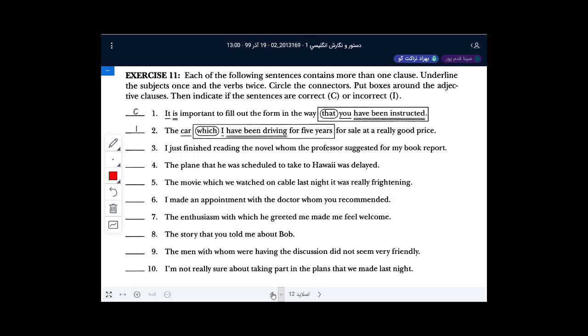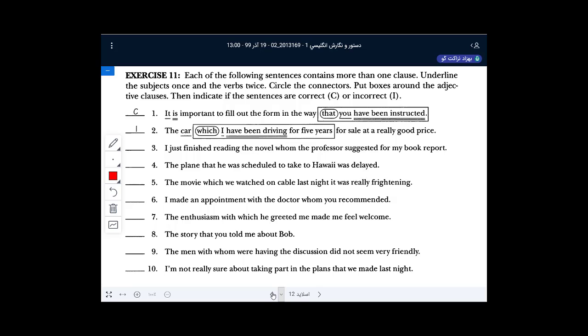So now we set off the subject, the plane, from its verb, was delayed. As you see, this sentence is made of subject and verb, and there is no complement. But we have embedded a clause and we have offset the subject from its verb. So as you see, the plane that he was scheduled to take to Hawaii.